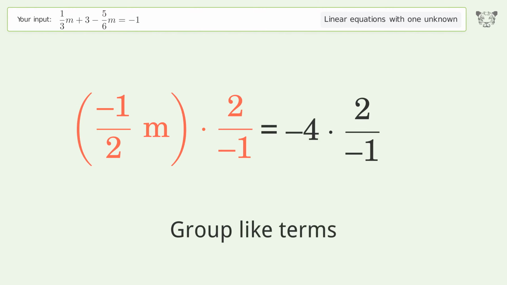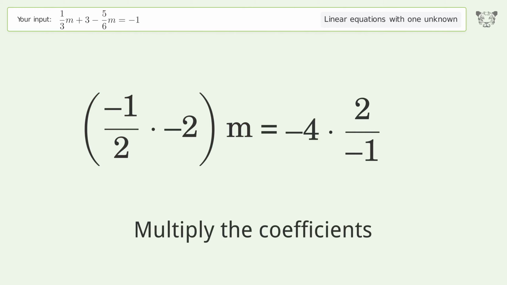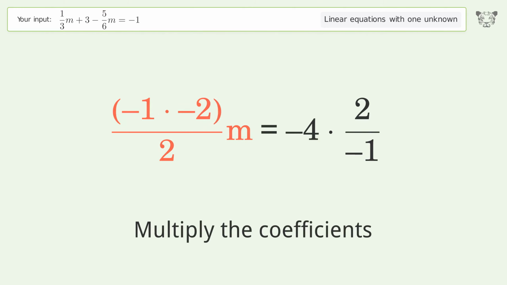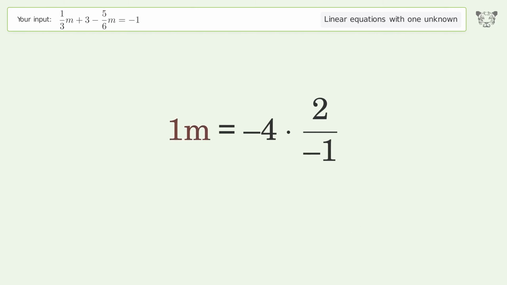Group like terms. Multiply the coefficients. Simplify the arithmetic. And so the final result is m equals 8.